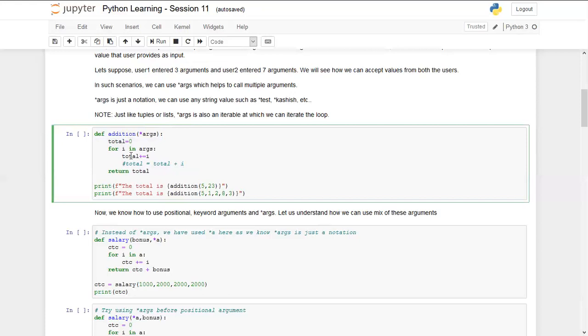And then finally, after all the iterations it has completed, it will return the value of total in the output, so that we can store this total somewhere and we can reuse this value.